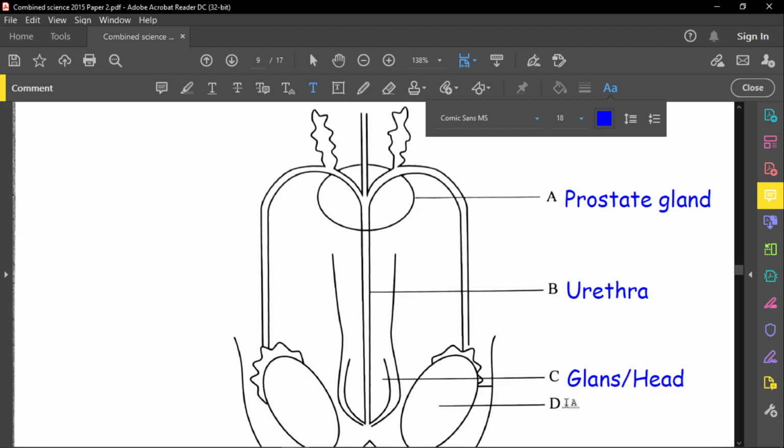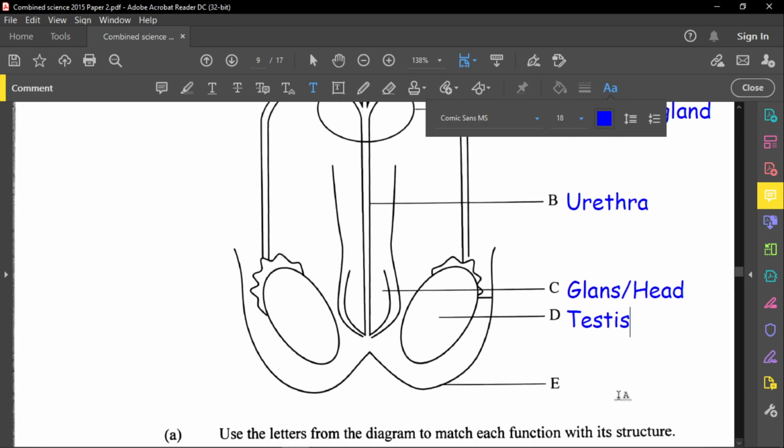And D is the testis, which is only one. Testes will be two of them. So testis is singular. And E here, this is the scrotum or scrotal sac. Okay, this is the scrotum or the scrotal sac.